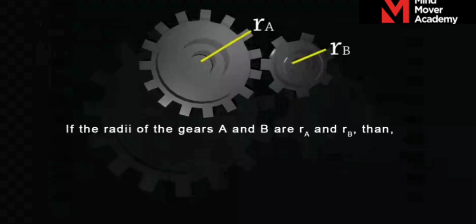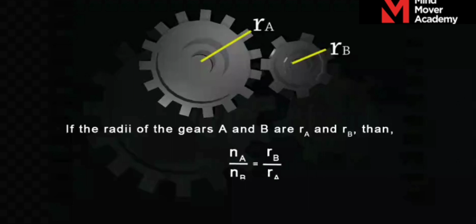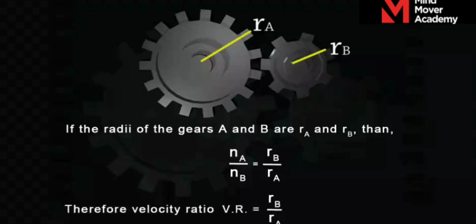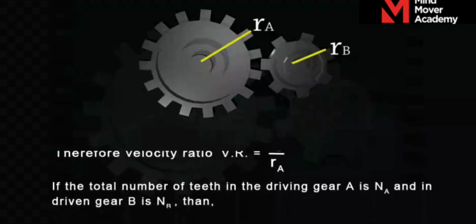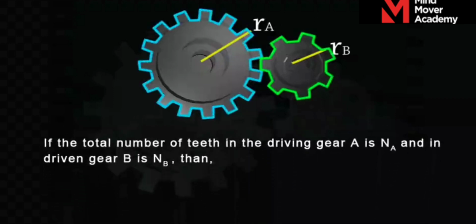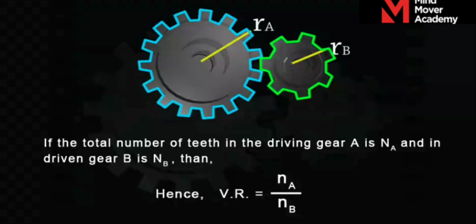If the radii of the gears A and B are RA and RB, then NA upon NB is equal to RB upon RA. Therefore, velocity ratio VR is equal to RB upon RA. If the total number of teeth in the driving gear A is NA and in driven gear B is NB, then hence VR is equal to NB upon NA.